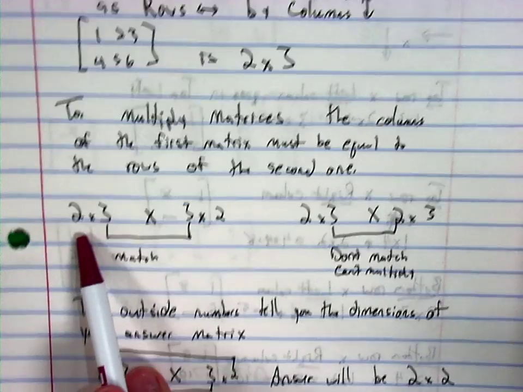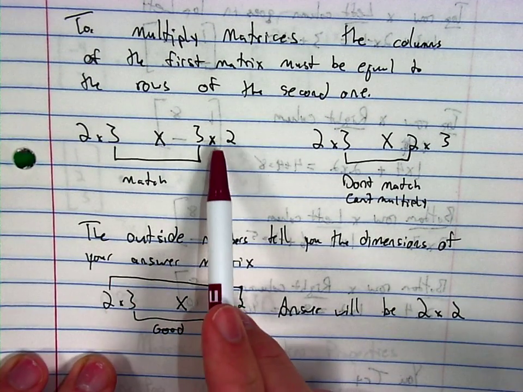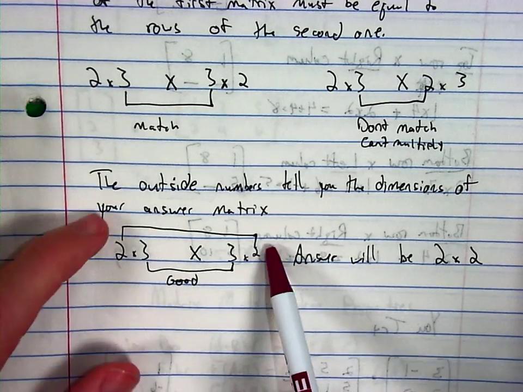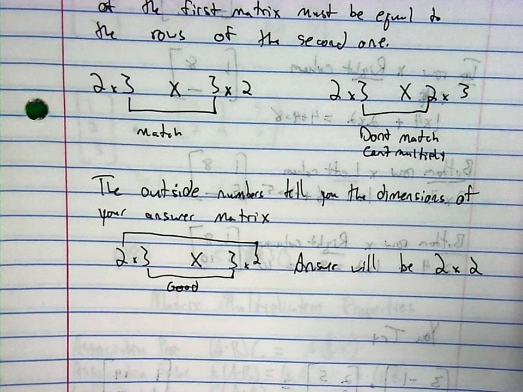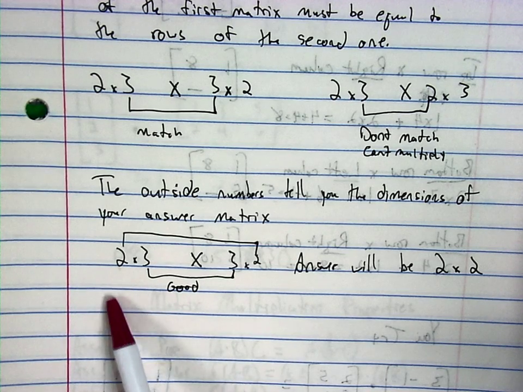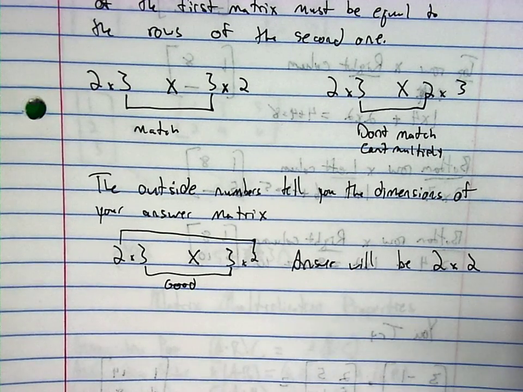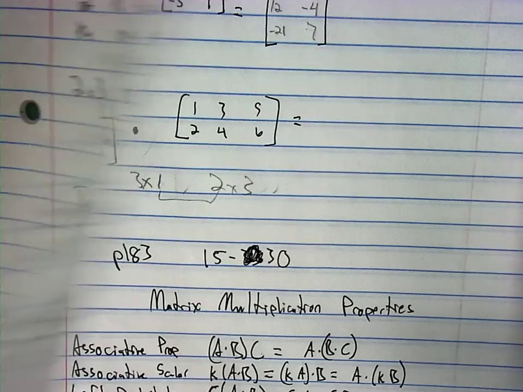Okay, so back to this first one here, the 2 by 3 times the 3 by 2. The middle numbers match, and then the outside numbers tell you what the dimensions of your answer matrix will be. So if I multiplied a 2 by 3 by a 3 by 2, I would expect to get a 2 by 2 answer matrix. Okay, so all that is fine and dandy, but we need to know how to do it. So let's take a look at some examples.